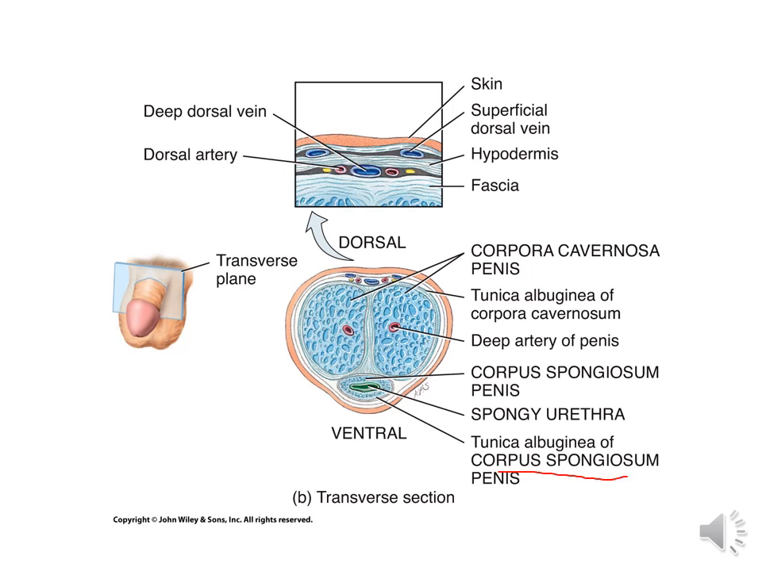The corpus spongiosum is going to be around the urethra that runs through it. Now, you don't have to know it's called the spongy urethra for me. I just care that you know that's the urethra. And again, the urethra is mainly for urinating, and urine is mainly water. So you can kind of remember the spongiosum is the one that the urethra runs through.